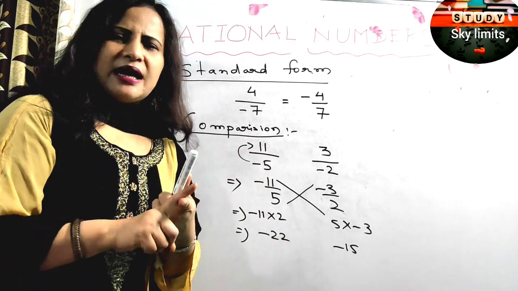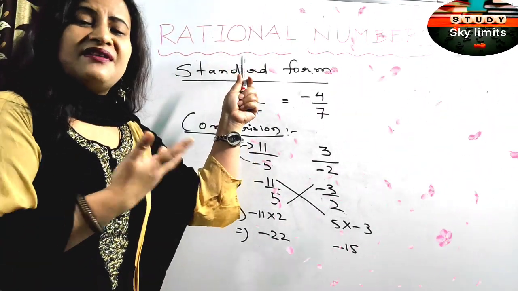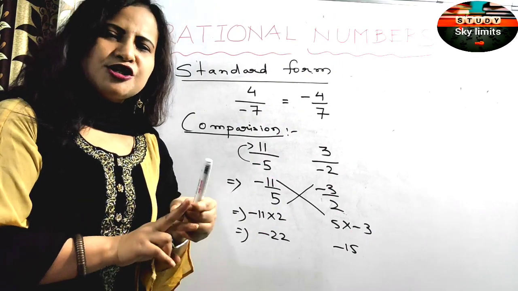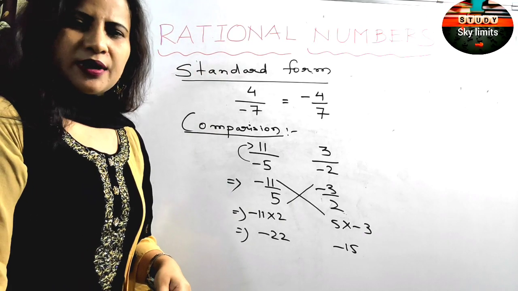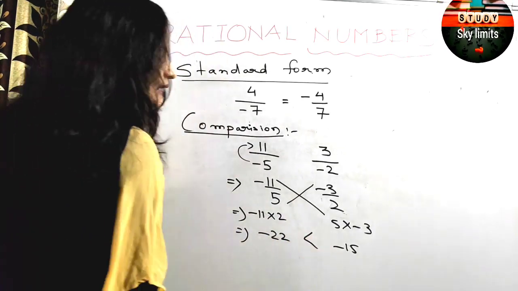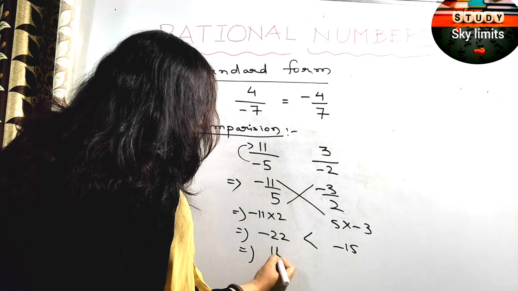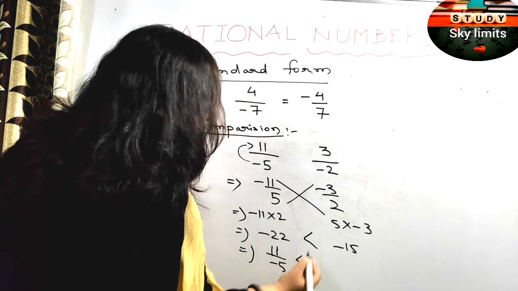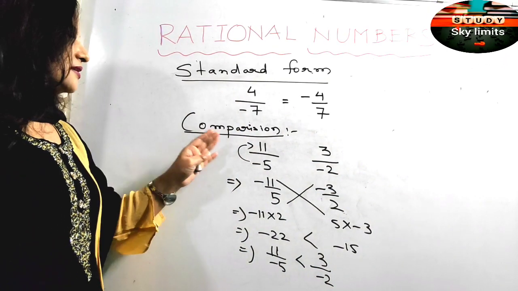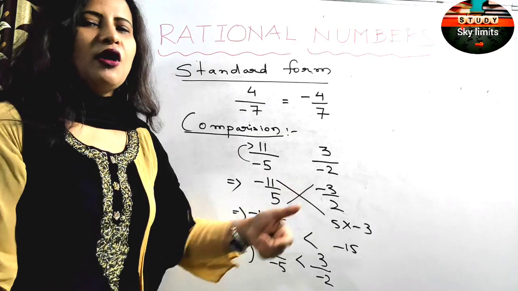The knowledge of fractions and the knowledge of integers will help you to solve problems in this chapter. So you should be very clear with fractions and you should be very clear with integers before going into rational numbers. Okay. So now as you can see here, minus 22 obviously is less than minus 15, you know by now. So in place of minus 22, I'm going to write 11 by minus 5. So 11 by minus 5 is less than 3 by minus 2. That way easily you can compare. The thing is very similar to fractions, but here you first write the standard form, then only go for comparison.